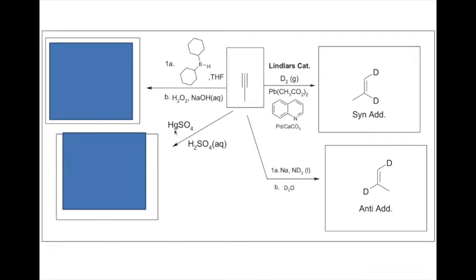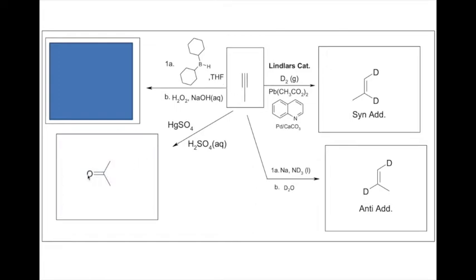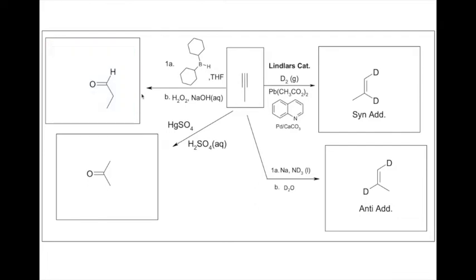All right, what if we add mercury(II) sulfate and acid to this guy? We initially get an enol on the middle carbon, and that tautomerizes to the ketone. So it's a Markovnikov. Oh, and then what about when we use this big dicyclohexylborane? You'll initially get an enol on the terminal end of the alkene, which tautomerizes to the aldehyde. So you've got Markovnikov, anti-Markovnikov.